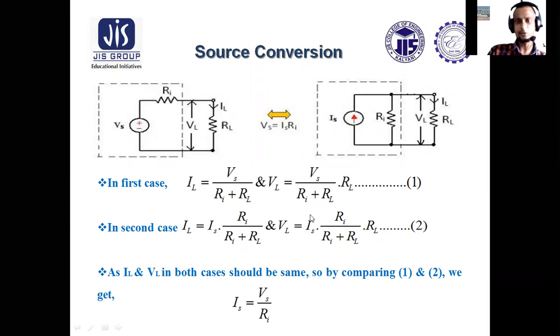Okay. The same equation you can get from voltage by equating VL as well. So while making a conversion from voltage source to current source, the voltage source is in series with the internal resistance, but the current source should be in parallel with the internal resistance first. Second, the magnitude of Is should be equal to Vs by Ri.